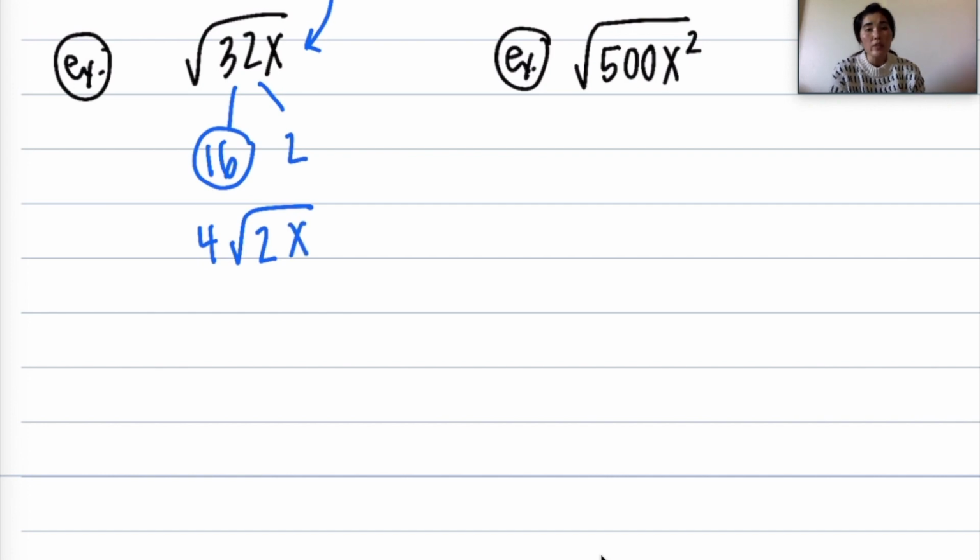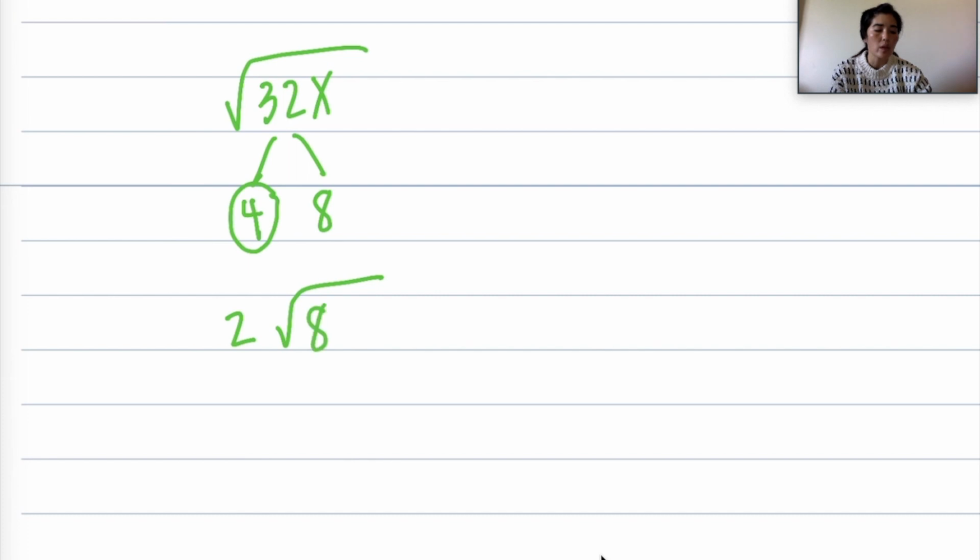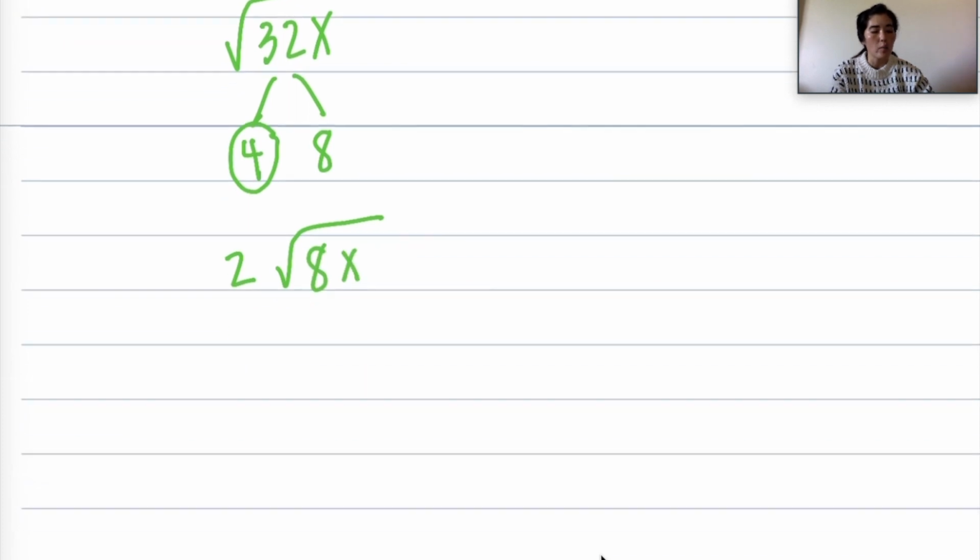Now, if you did not pick 16 as your perfect square, that is okay. Let me show you what you can do about that. So same numbers here. It was 32x. So let's say with 32, you instead picked 4 and 8. You would be correct because 4 is a perfect square. So the square root of 4 we know is 2. That would leave us with the 8 here, and then again that x that's on top.